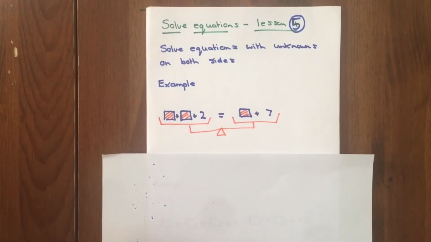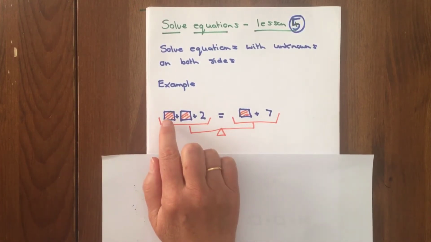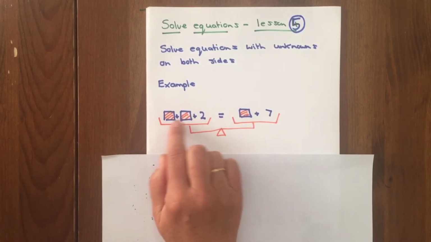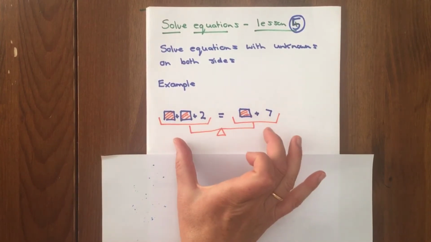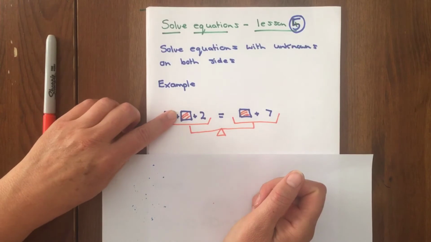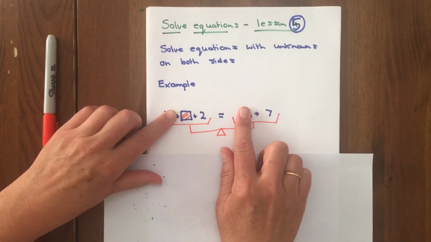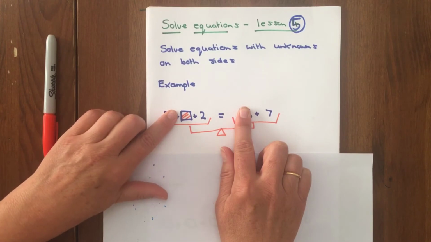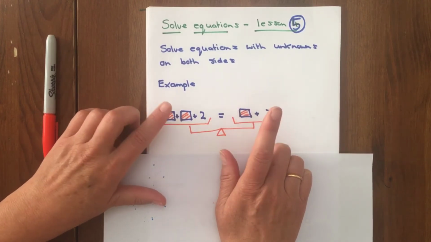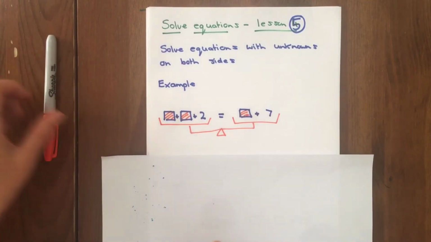So what I could do, because I want to find out what the value of one box is, what weight, imagine putting something in here, a weight, to make these two sides of the scale balance. Well, I could take away this box, and for it to balance, I have to take away this box. Okay, so I'm going to write down now what I have on both sides of the equal sign when I take away one box from both sides.